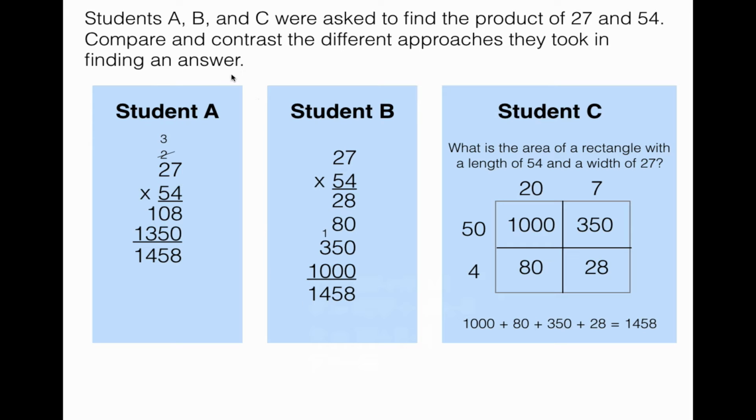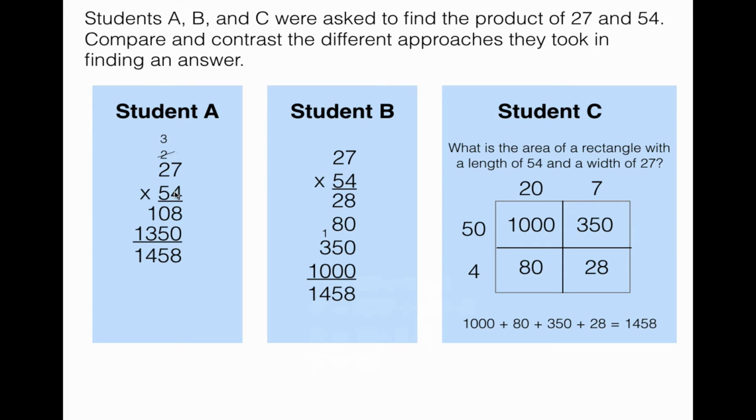So you may remember this from in class. We got students A, B, and C, and they were asked to find the product of 27 and 54. And I'd like you to look at the three approaches and compare and contrast what they did. Now, I'll just talk through this because we've already had this discussion in class.